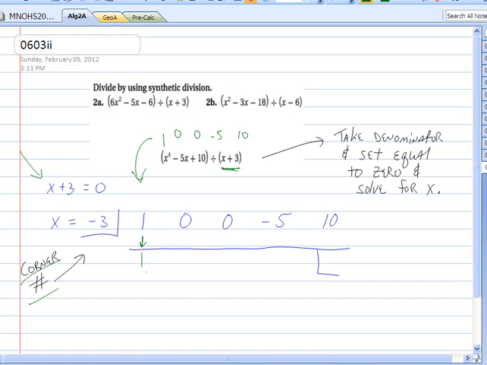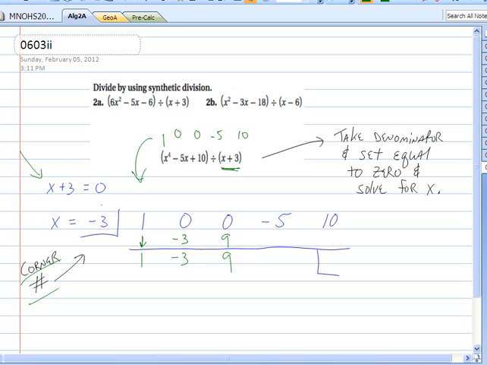Then the numbers that you have below this line, we're going to multiply by the corner number each time. So right now I'm going to take 1 times the corner number negative 3, and that number goes here. Then I'm going to add those two numbers together, so 0 minus 3 is negative 3. And again, negative 3 times the corner number, negative 3 times negative 3 is a positive 9. I'm going to add, so 0 plus 9 is 9.